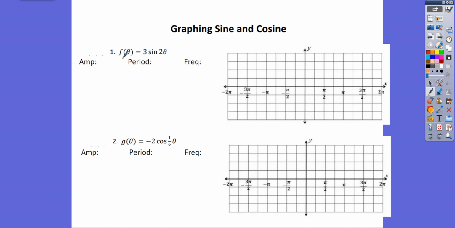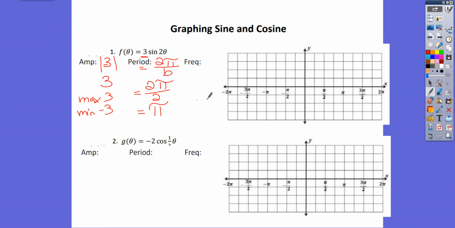If I have a graph and it's 3 sine of 2x. All right, first thing we have our a value here. So that means my amplitude will be the absolute value of 3, which means my amplitude is just 3. So my max will be at 3, my minimum at negative 3. The period is 2 pi over b. Well, if b is 2, that means my period is 2 pi over 2, or my period will be pi.